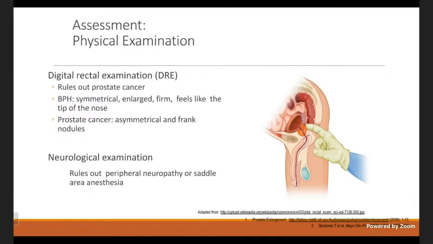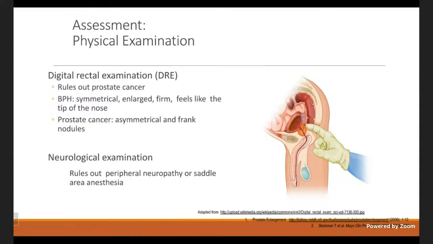As I told you, the most important examination in this patient is digital rectal examination. This digital rectal examination is very important because it can rule out certain important things like prostatic cancer. If the patient has prostatic cancer, he may also present with LUTS similar to patients with benign enlargement of prostate. So it's very important to do a digital rectal examination to rule out prostatic cancer.